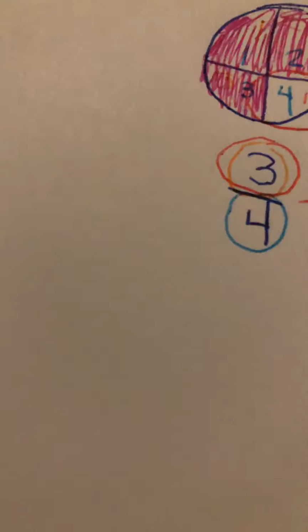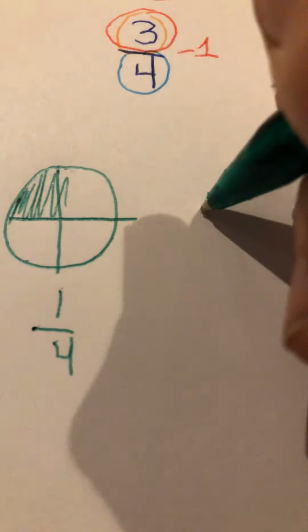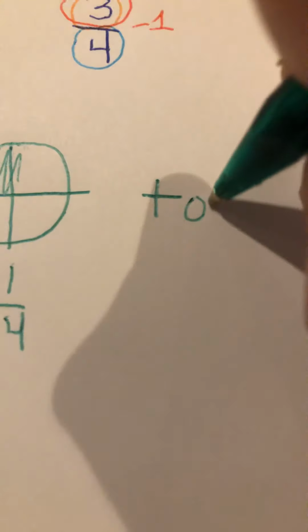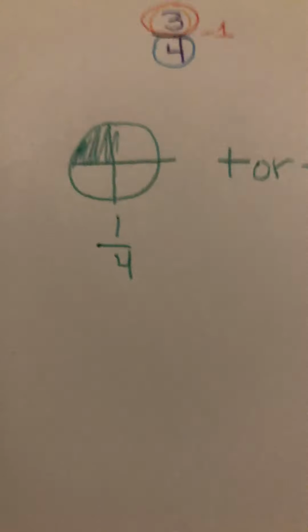Now let's learn what we're going to do today. So today we are going to learn how to add 1/4. If I said 1/4 plus, or we're going to do plus and minus, another circle. And let's say I said 2/4, which is equal to 1/2.